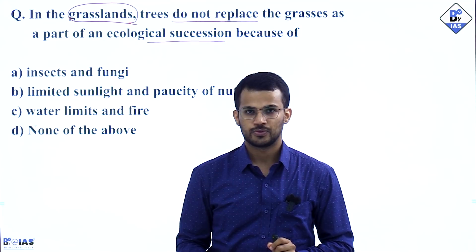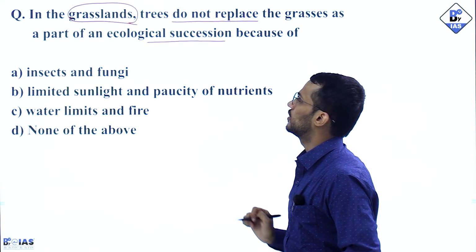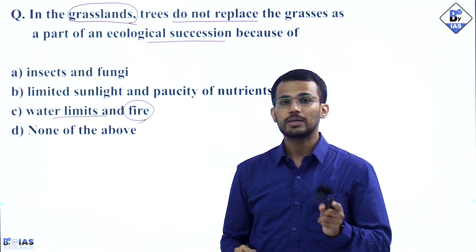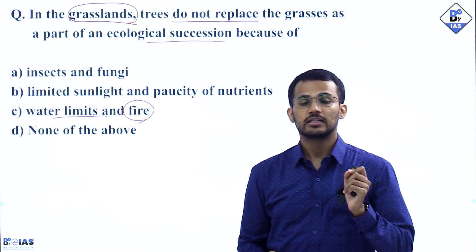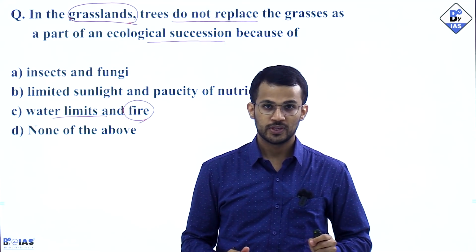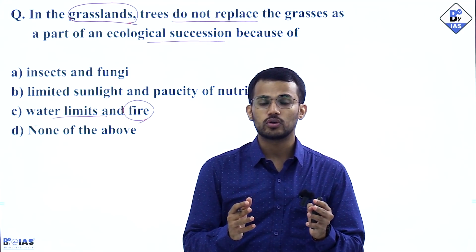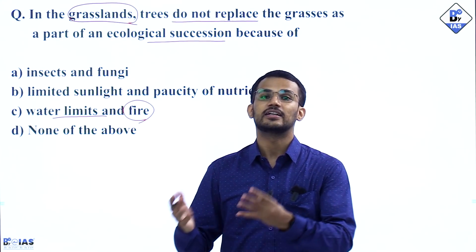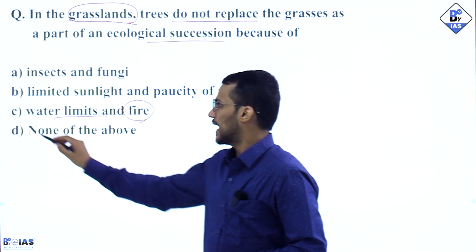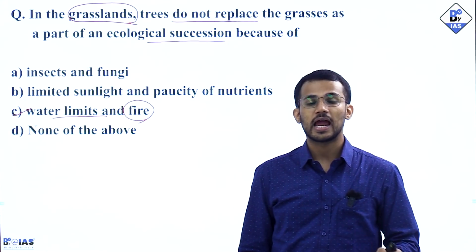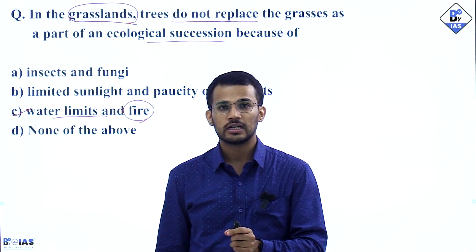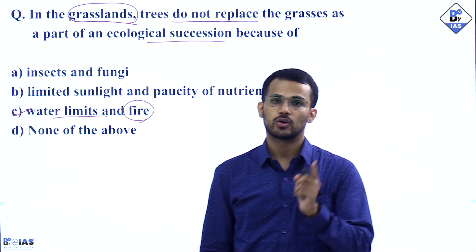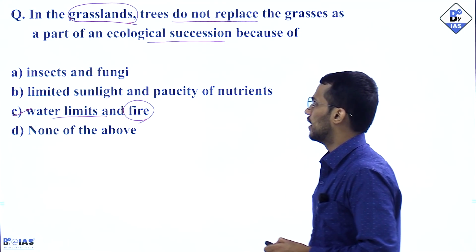So the correct answer for this question is water limits and fire, right? So one of the important features of grassland is that these grasslands are prone to fire. And this is to make sure that no trees grow in grassland, because there is a scarcity of water, right? So the correct answer for this question is water limits and fire are the factors because of which trees won't be able to replace grasses in the grasslands during ecological succession, right? Next now.